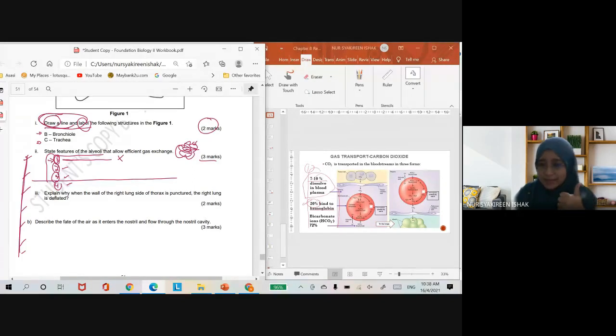So lungs, I repeat, lungs are only able to inflate when the air pressure in the lungs is higher than the atmospheric pressure. Okay, so a puncture of the wall of the thorax at the lung side will cause the air pressure to become equal to the atmospheric pressure. So bila the lung cannot inflate, so the pressure inside the lung and the outside will be the same. So the air from the outside cannot enter into your lung.